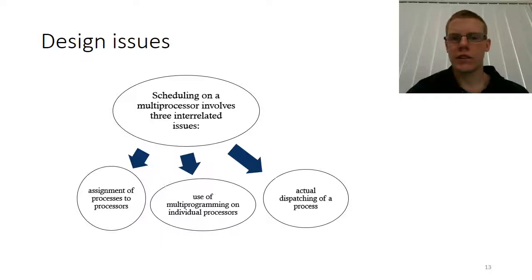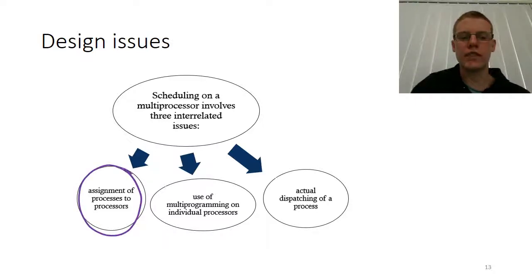So now we have a categorization of multiprocessor systems, and we also have a categorization of different levels of parallelism. And when we are designing a multiprocessor system, we run into a number of design issues. The scheduling method that we use, or the scheduling decisions that we make in a multiprocessor, involve three different issues that are all interrelated. The first is how we decide to assign processes to processors. So which process goes to which CPU, and how and when we decide to potentially change that.